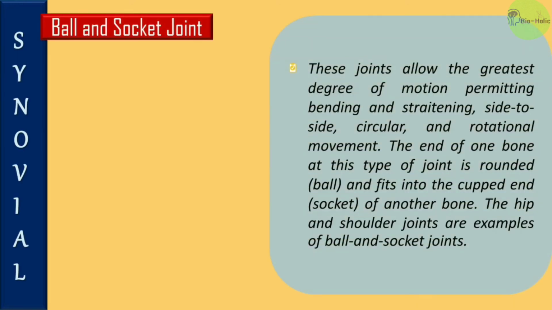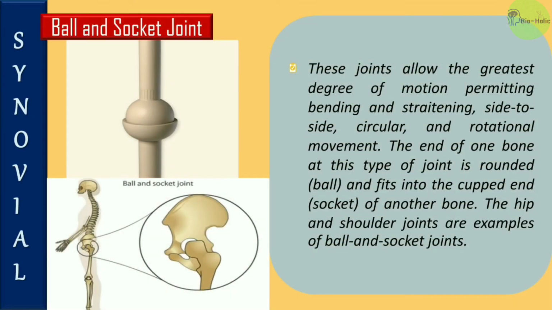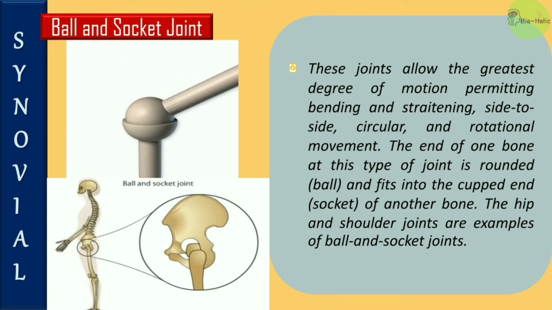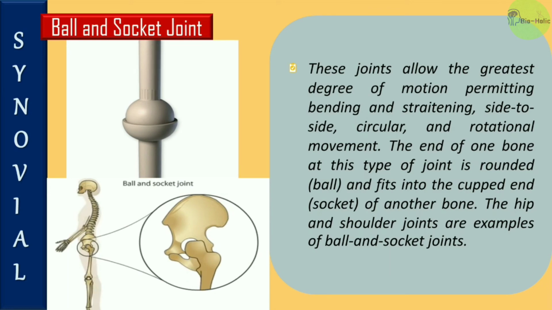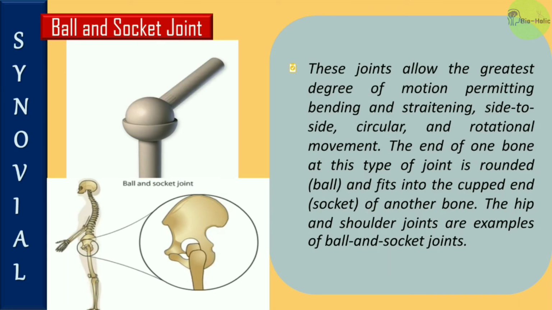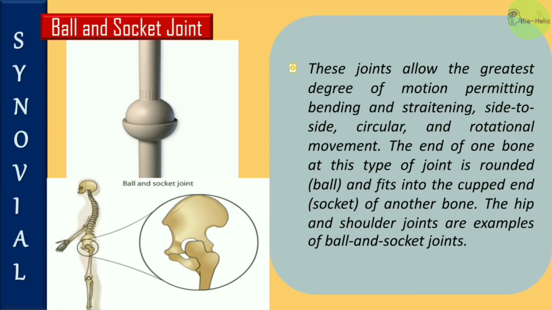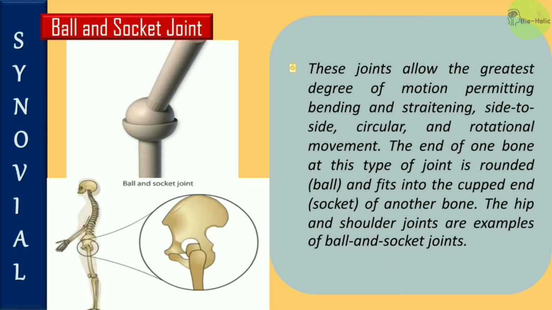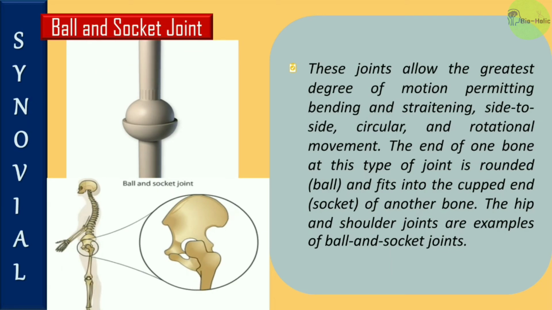And the last one is the ball and socket joint. These joints allow the greatest degree of motion, permitting bending, straightening, side to side, circular, and rotational movement. The end of one bone at this type of joint is rounded as a ball and fits into a cupped end as a socket of another bone. The hip and shoulder joints are examples of ball and socket joints. Clear?